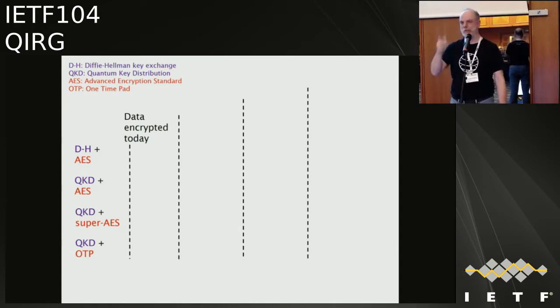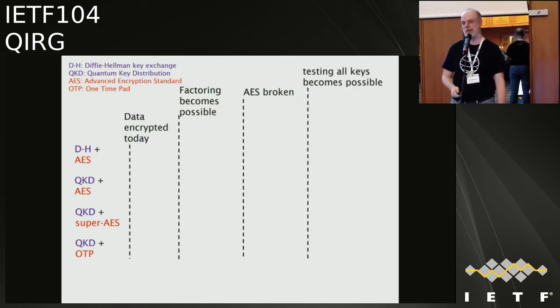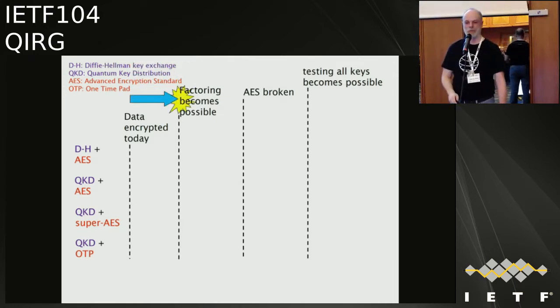So you're encrypting data today and you're sending it across the network. At some point in the future, it may become possible to factor large numbers or otherwise do some particular mathematical operations. Farther on down the line, someone may find some vulnerability in AES, something we don't suspect actually exists today. And then maybe in some sort of hypothetical straw man, maybe it's possible to test all of the keys, all of the possible key combinations.